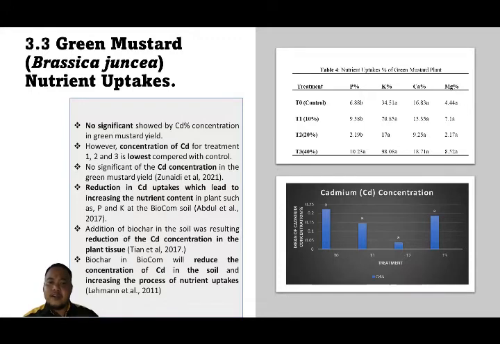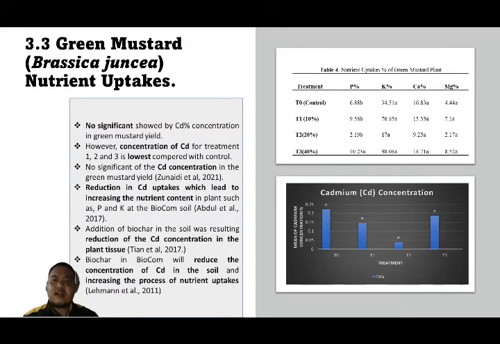A previous study by Zunaidi et al. 2021 also found no significant difference in the cadmium concentration in the green mustard yield. As mentioned by Abdul et al. 2017, reduction in the cadmium uptake leads to increasing nutrient content in the plant such as P and K in the biocom soil.